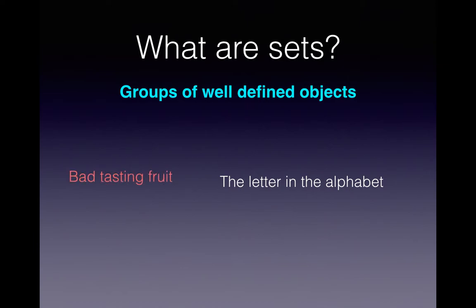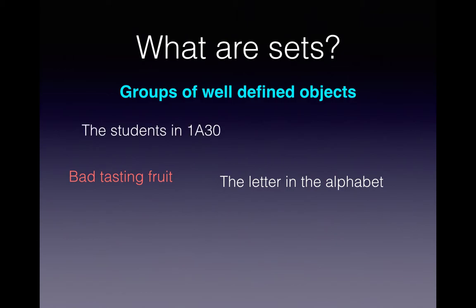Okay, the next one. What about bad tasting fruit? Well, you first have to ask yourself, can you list all of the bad tasting fruit? You probably can. And then second of all, would the guy next door list the same bad tasting fruit? And he probably wouldn't. So as a result, bad tasting fruit cannot be considered a set because you and somebody else will not be able to list the exact same types of fruit.